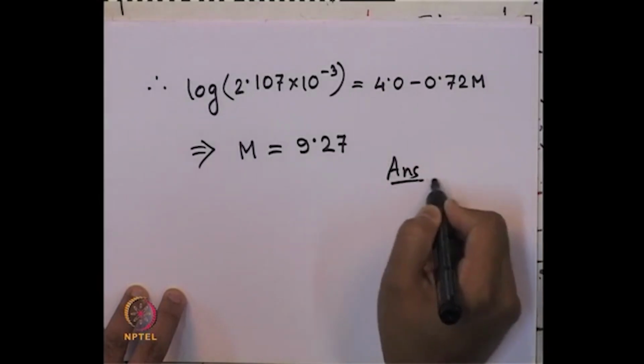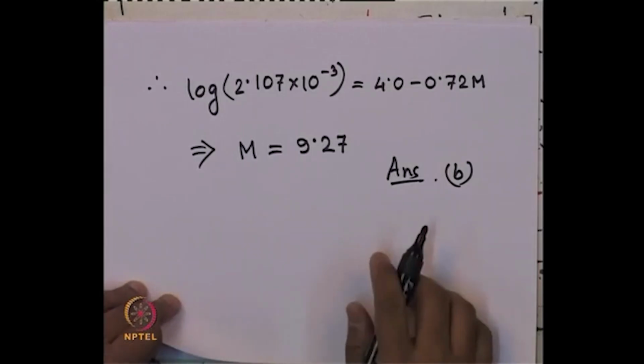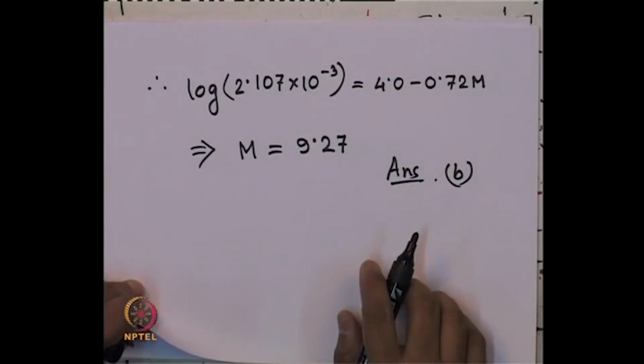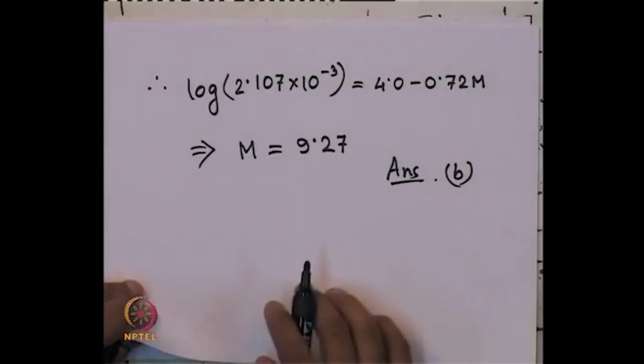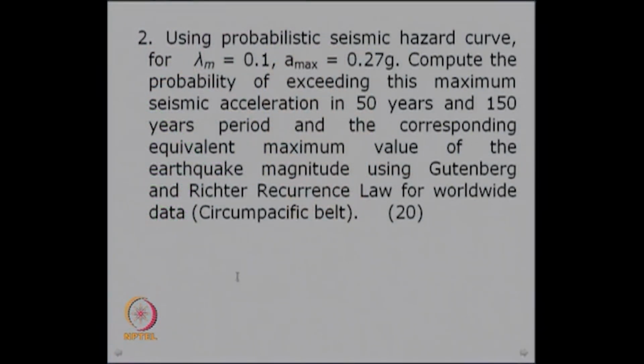So, that is the answer of part B for this first question, which carries total 10 marks. So, in total the question number 1 carries 30 marks. Now, let us move to the second problem. Let us read this problem first.